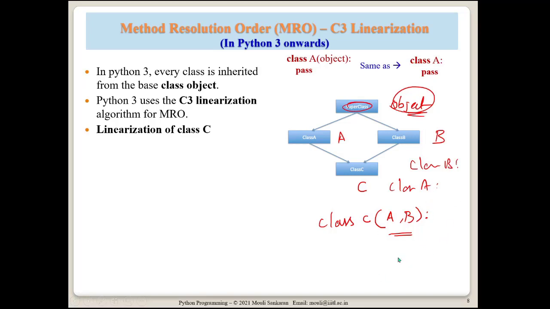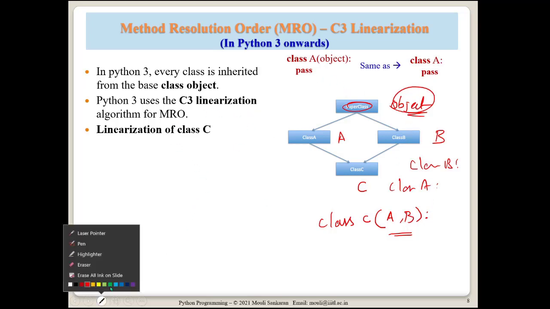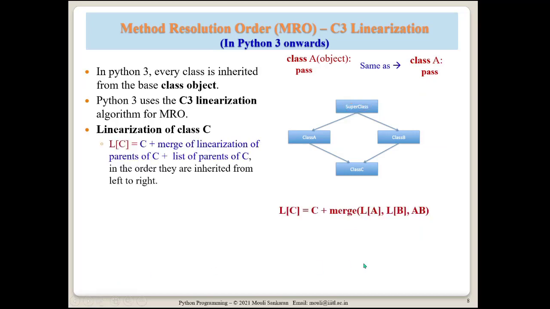So this is the assumption. In this case, how is it going to search, and how are we going to find it using this C3 linearization algorithm? Let us see that. Now what does that algorithm say?